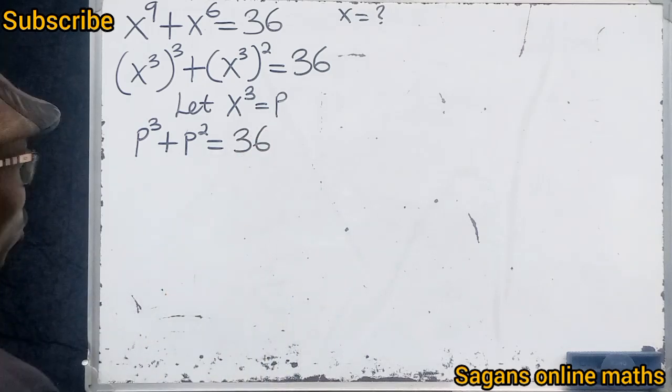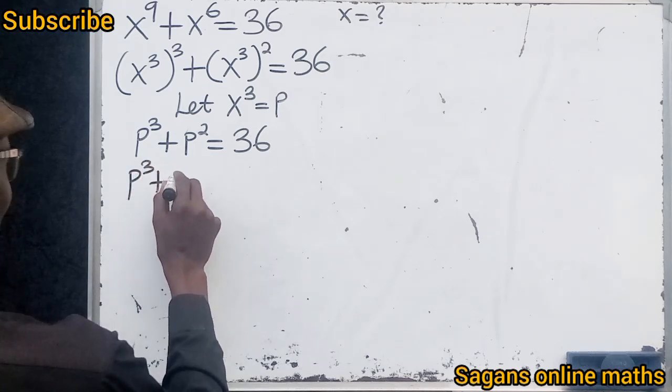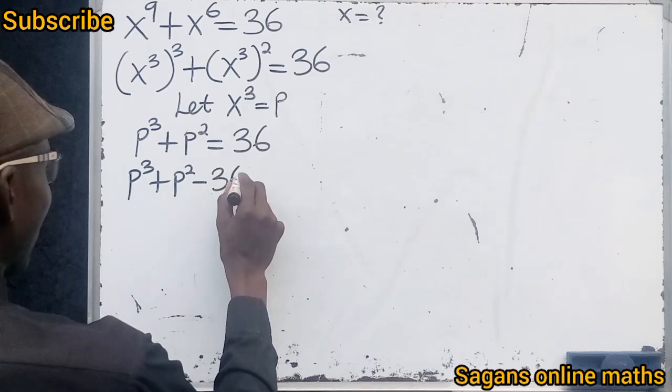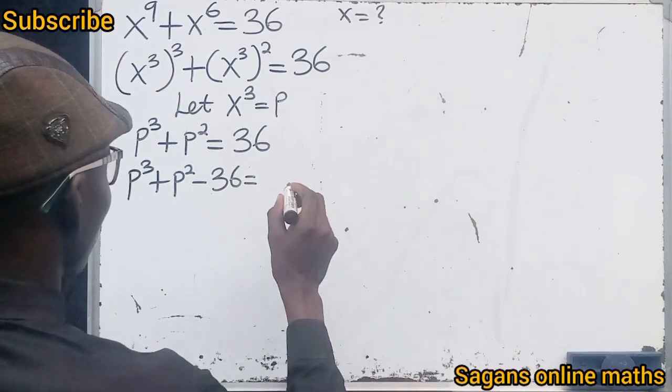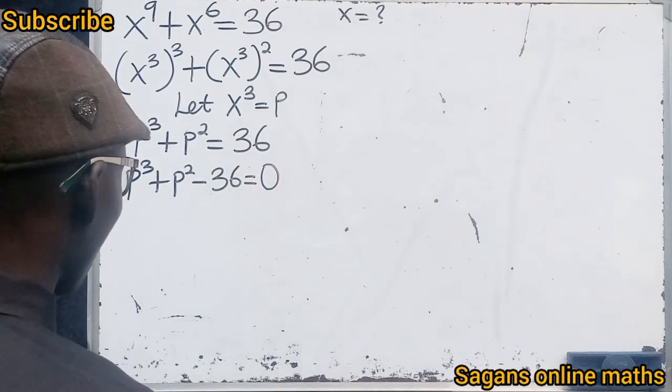Wow, what are we going to do here? Now let's subtract 36 from both sides. So now see that p raised to the power of 3 plus p raised to the power of 2, which is p squared, minus 36 equals, if I subtract 36 from both sides, what is left on my right hand side is just 0. Wow, this is amazing.